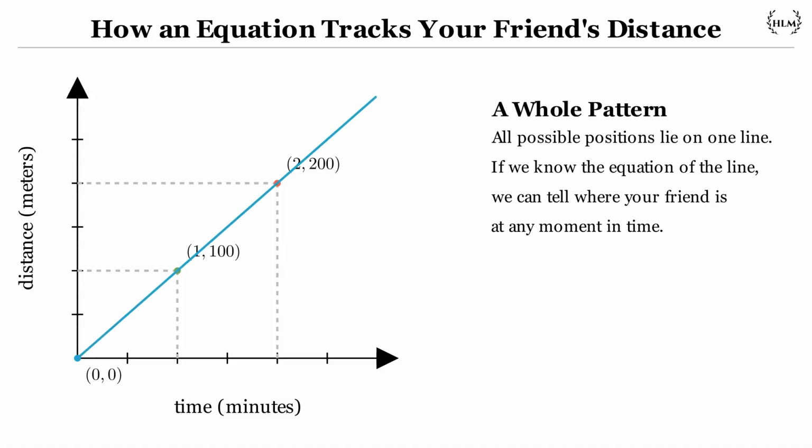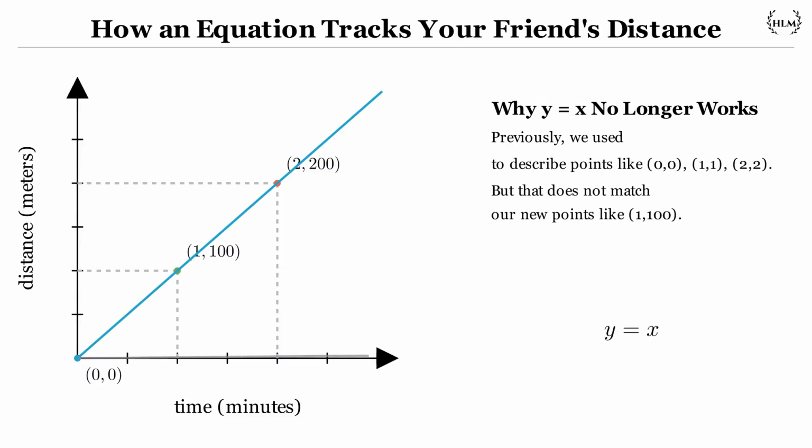So then your friend at any moment in time can be on this line that goes through these points 0, 0, 1, 100, and 2, 200. And if you can figure out exactly what the coordinates are at any position here on that line, that'll tell you where they are or how far they are from you. So is there a way to use an equation to see where your friend is or how far your friend is at any moment of time?